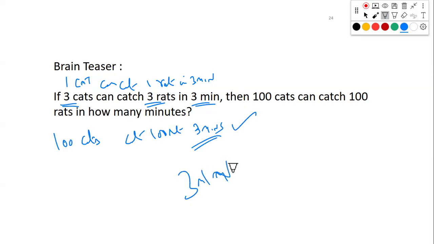So a little bit of logical thinking is required. The catching time for a cat to catch a rat is 3 minutes. So one cat can catch a rat in 3 minutes time. So three cats can catch three rats in 3 minutes time. And similarly, 100 cats can catch 100 rats in again the same 3 minutes time. So sometimes it could be out of the blue in the interview.